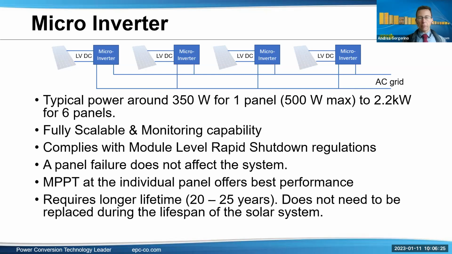It also complies directly with the module level rapid shutdown regulations since you have the electronics right there. One single panel failure does not affect the whole system. They're all independent. And also the MPPT function is done on the individual panel, which offers the best performance. So these systems typically offer longer lifetime, 20 to 25 years, to match the overall lifespan of the solar system. So they don't need to be replaced during the lifetime.